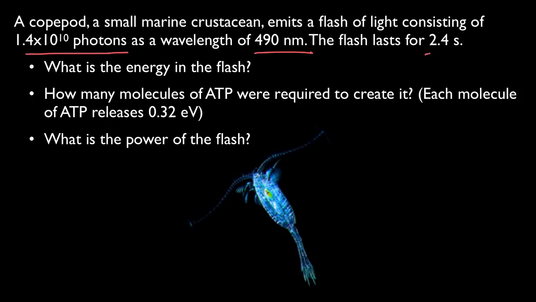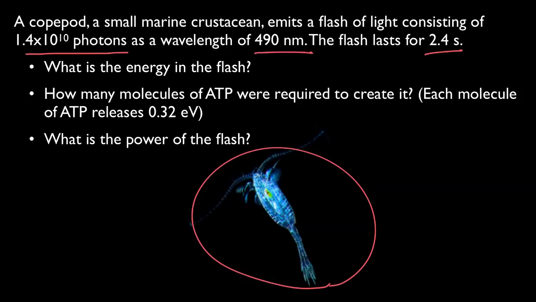And the flash lasts for 2.4 seconds. A copepod is this little crustacean that lives in the deep ocean and emits a flash of light. And it's doing it to communicate. As we'll see, it's pretty energetically expensive to send out this flash of light. So whatever it's saying, it better be pretty important.